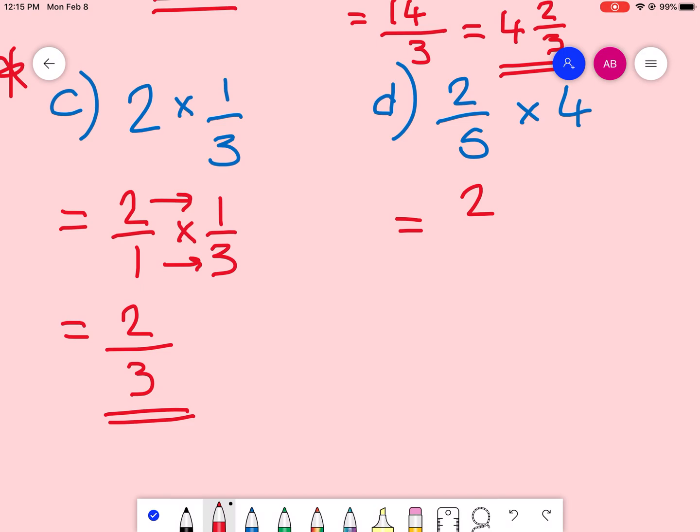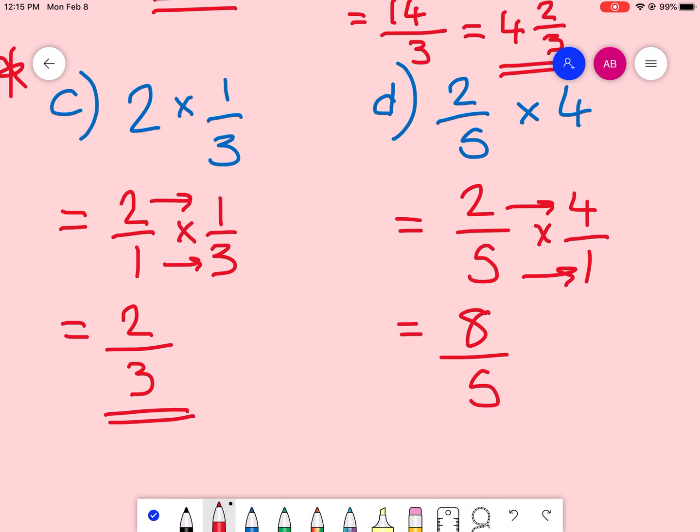Similarly for question D here, 2 over 5, make that 4 over 1. Multiply across the top to get a numerator of 8, across the bottom to get a denominator of 5. We can change this to a mixed number. 5 goes into 8 one time, with a remainder of 3, and that goes over our denominator of 5.